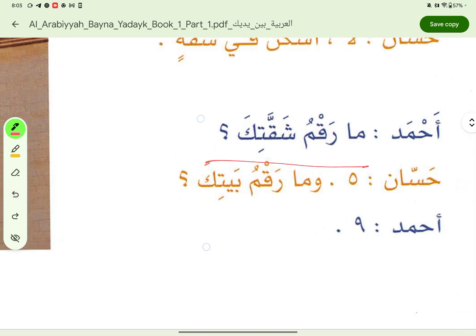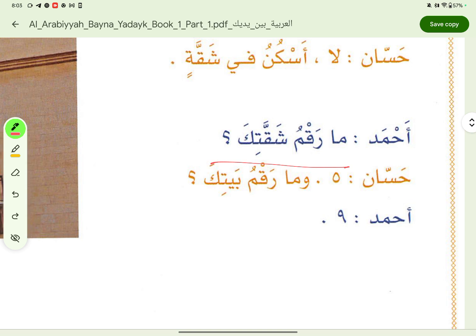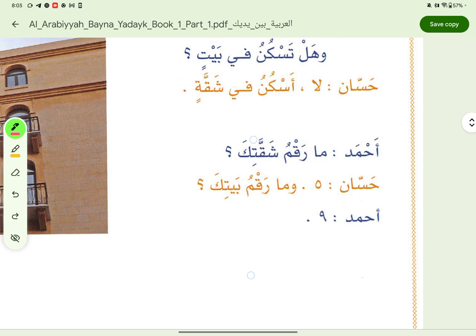All right. And then he says خمسة وما رقم بيتك. He says تسعة. Right. So what's the number of your house? And he says تسعة. Okay.